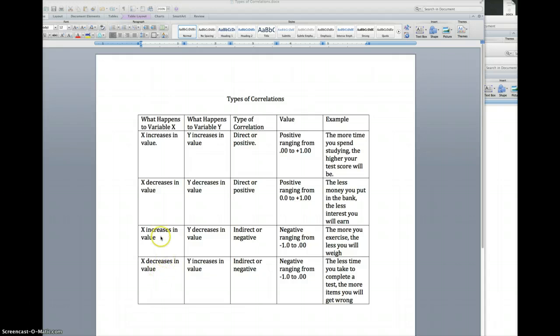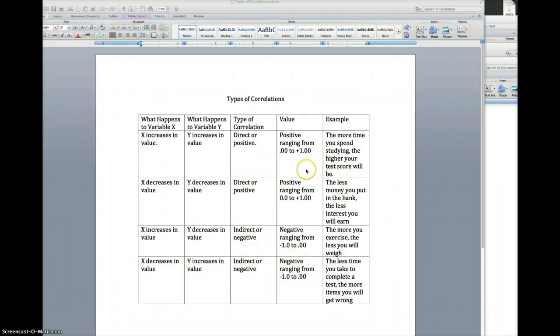In this variable, if the x decreases in value and the y increases in value, then we have an indirect or negative relationship. So the less time you take to complete a test, the more items you're going to get wrong. That's going to be a negative relationship also.